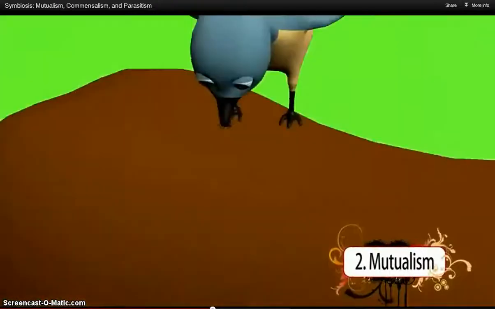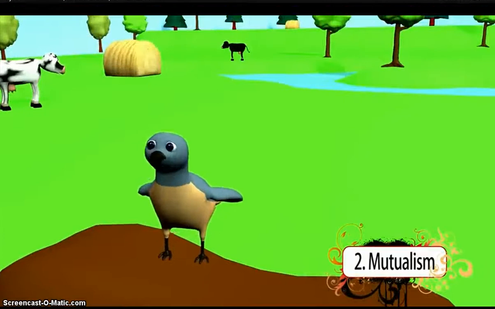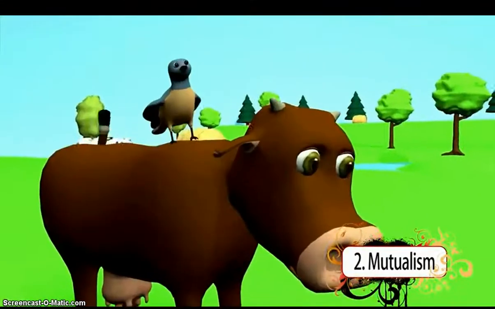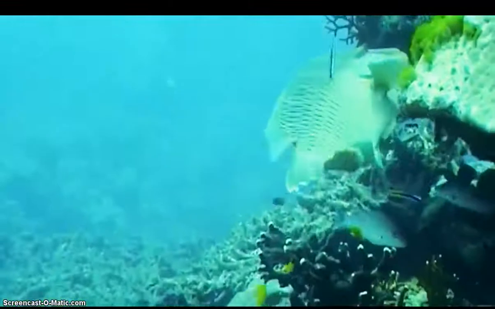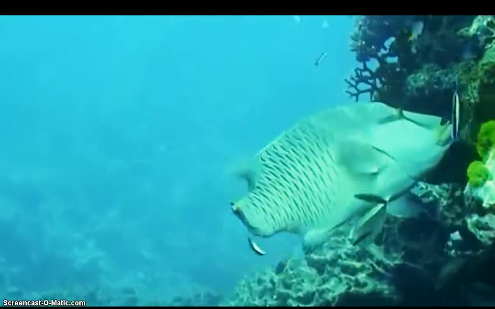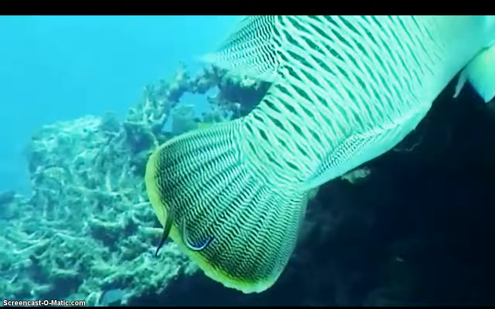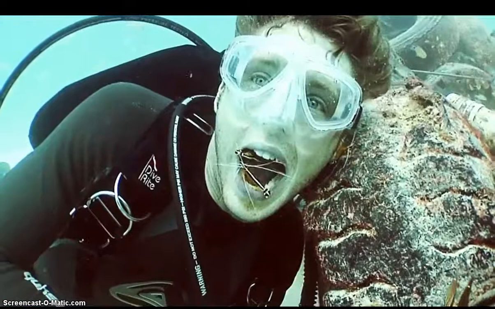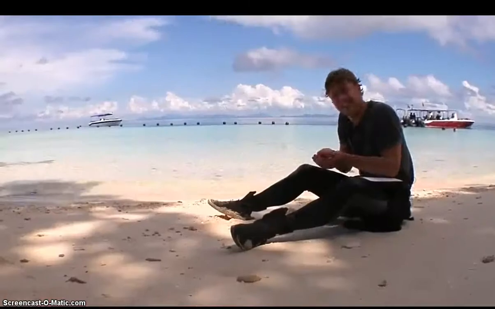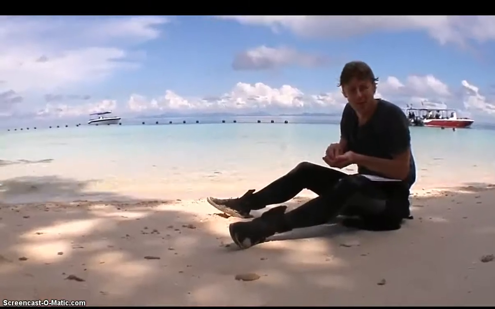Mutualism is a symbiotic relationship in which both species benefit from the relationship. This bird here eats the tick, which benefits the cow. In our fish example, the host fish is cleaned of its parasites, and the cleaner fish gets a free meal. Both species benefit, but not the sea lice anymore. Hey, I already brushed my teeth today. The third symbiotic relationship is commensalism.